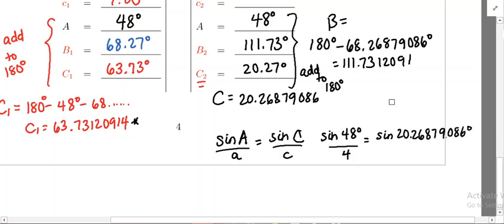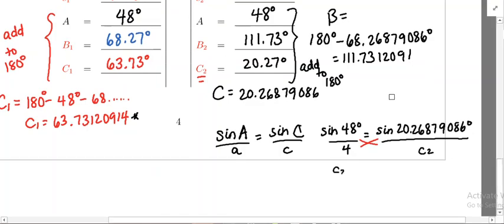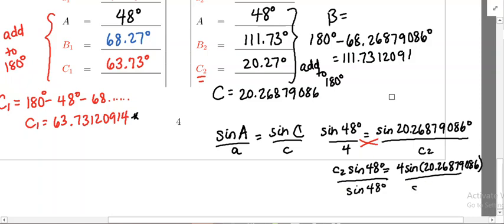is equal to the sine of 20.26879086 degrees divided by C. This is C2, the C value in the second triangle. We're going to cross multiply here, so C2 times the sine of 48 degrees is equal to 4 times the sine of this 20.26879086 number. Divide both sides by the sine of 48 degrees, and that is going to give us our C2 value.